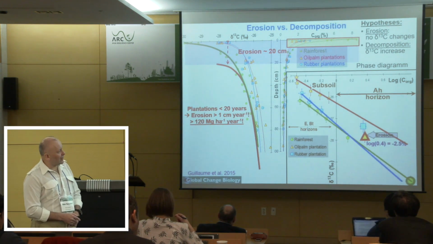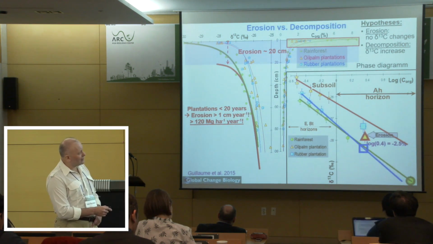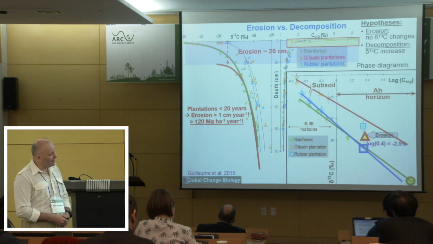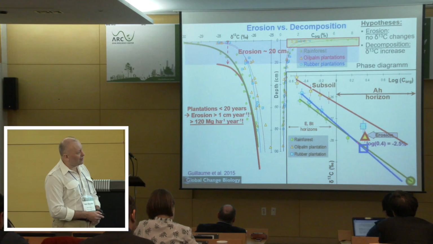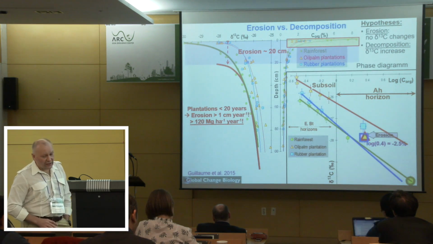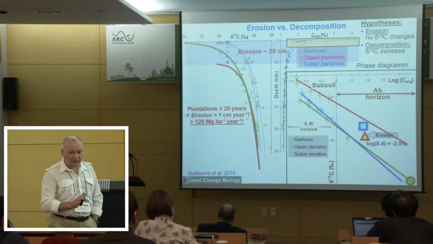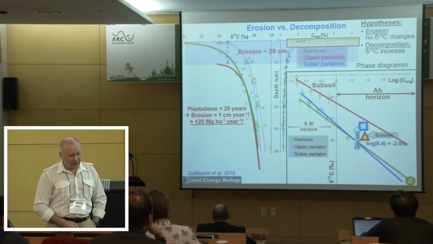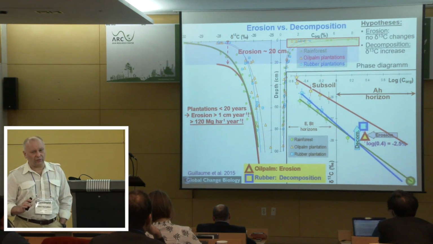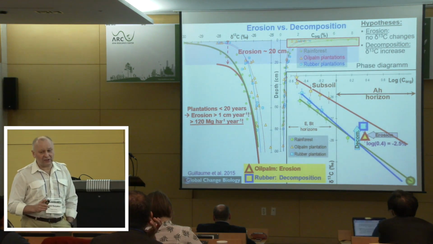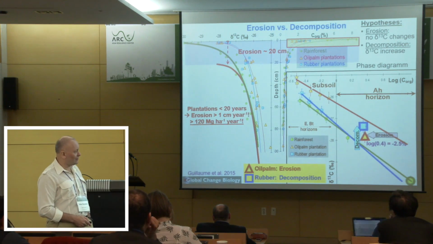If you look at the rubber plantations, however, we see another situation. Again, this is a straight regression line based on the subsoil content and isotopic composition. And theoretically, the soil organic matter content should be located here. However, it's located here. It means during degradation, the isotopic composition changed in this way. Consequently, we can conclude that in oil palms, erosion is the most important process. And in the rubber plantations, decomposition is the most important process.